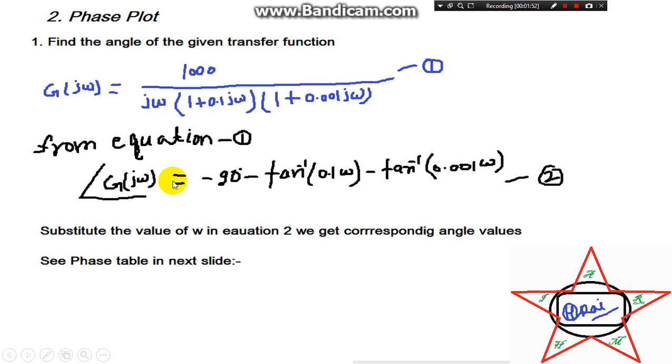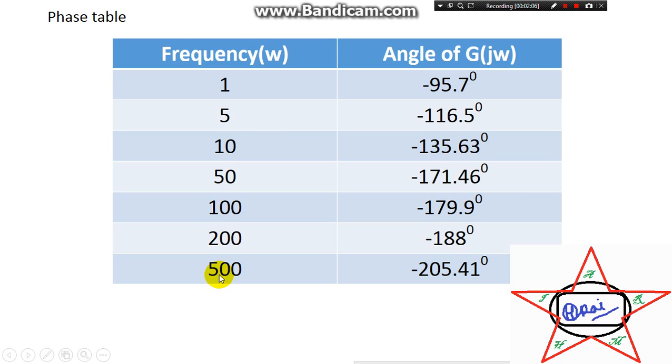Now we'll draw a table with various values of omega. We'll put the various values of omega here, and we'll find the angle accordingly. So let's see here the frequency values, omega values we are putting, like 1, 5, 10, 50, 100, 200 and 500, and correspondingly we are finding the angle of G of j omega in degree.